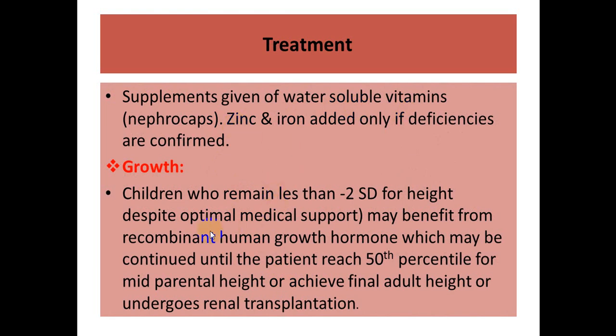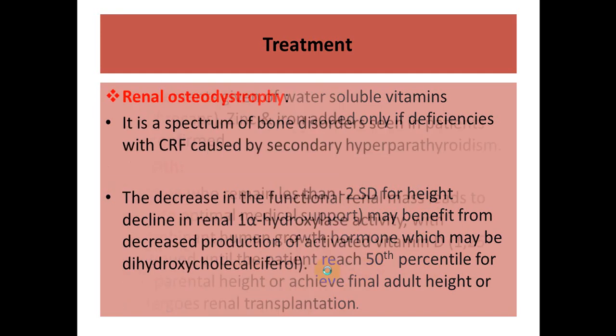Watching the growth of these children is very important. Most of the children are more than 2 standard deviations below the expected height, in spite of adequate care. So we use recombinant growth hormone, and it may continue until the patient reaches the 50th percentile for mid-parental height.